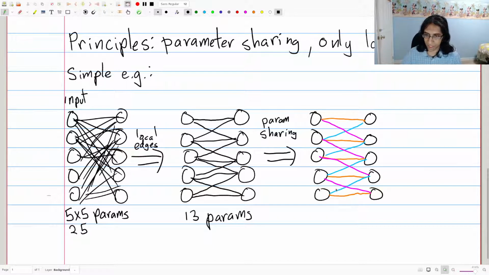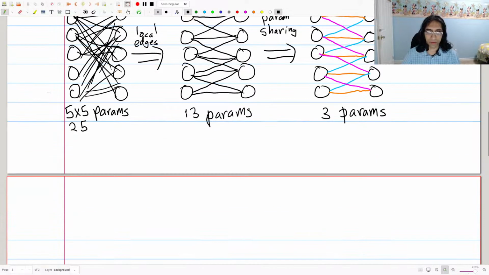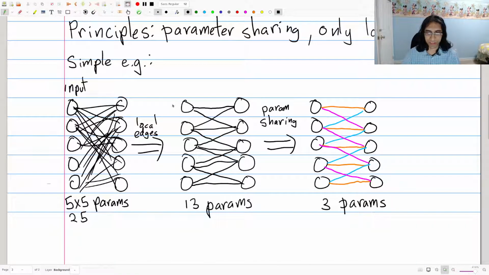You're really just enforcing certain edge weights to be the same. And since we have three colors here, this reduces it to 3 parameters. So you can see we started with 25 parameters, but through these two principles, we reduced it all the way down to just 3, which is a lot more efficient for reasons we discussed above. Good. So that's the general principle.